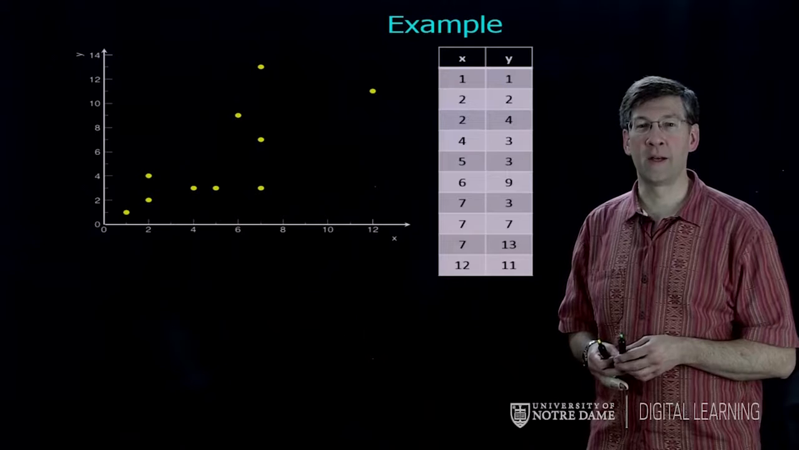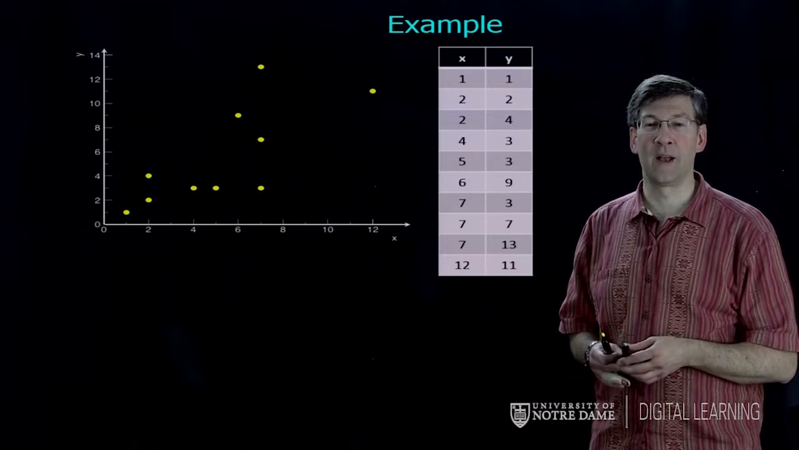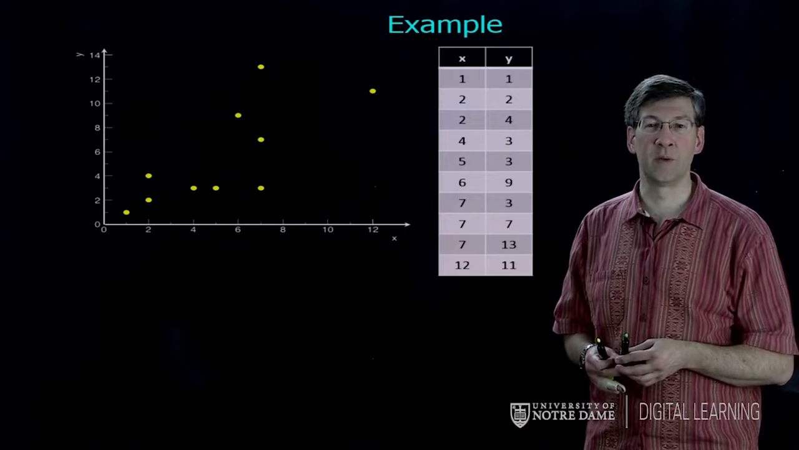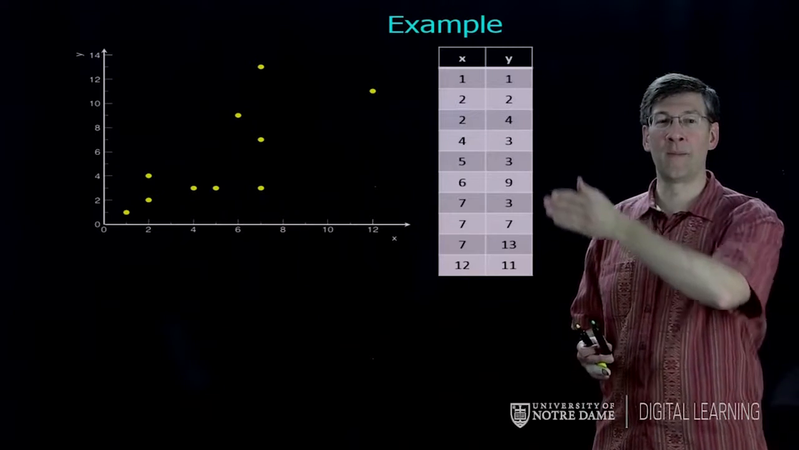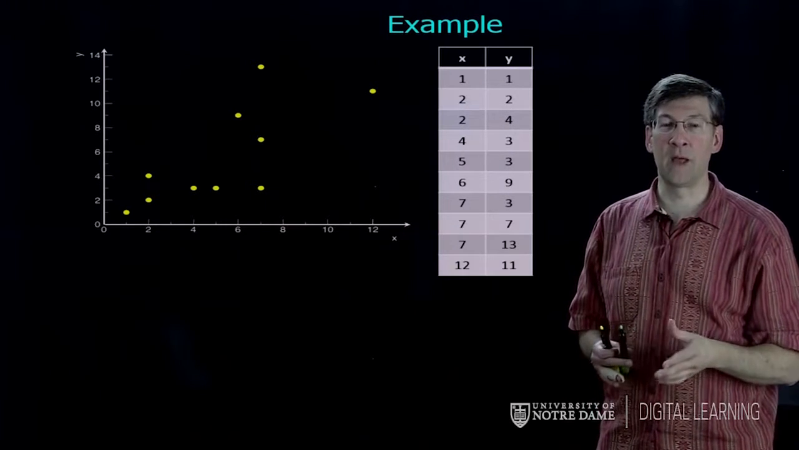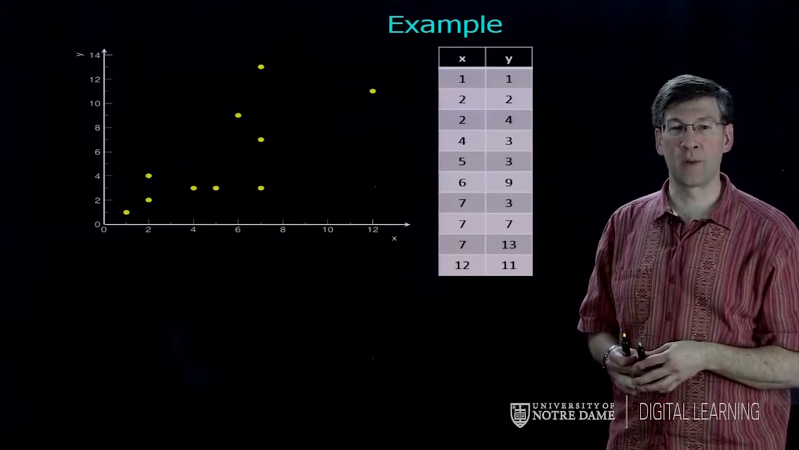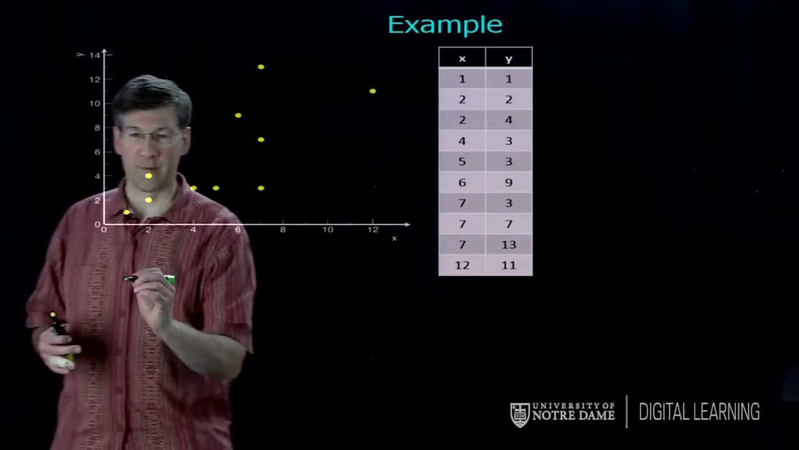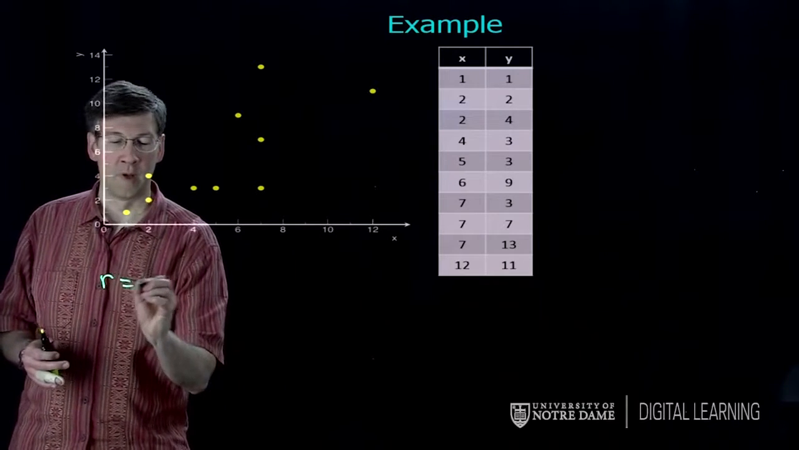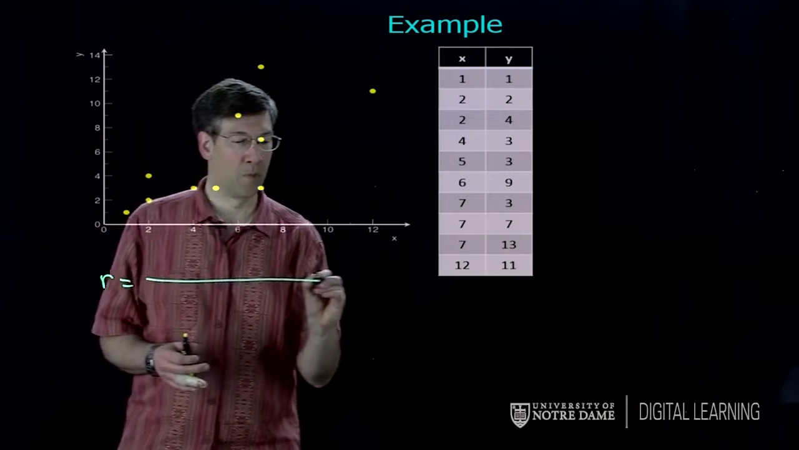So let's look at an example of a data set and calculate the correlation coefficient of this data set. Here is a table of numbers, x and y, and we can then apply the formula that we wrote down on the previous slide to calculate that. Let me rewrite it so we have it here for reference. So we've got r is equal to this really long thing.